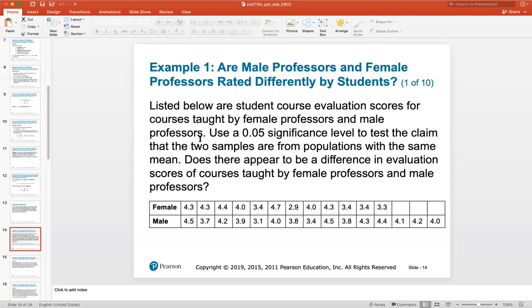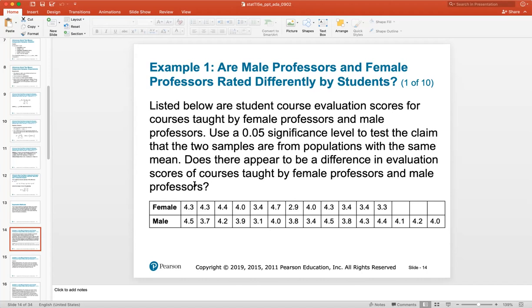In the PowerPoint slide, are male professors and female professors rated differently by students? Listed below are students' course evaluation scores for courses taught by female professors and male professors. Use a 0.05 significance level, this is alpha, to test the claim that the two samples are from populations with the same mean. So his claim is the null hypothesis, mu sub 1 is equal to mu sub 2. Does there appear to be a difference in evaluation scores of courses taught by female professors and male professors? Okay, let's figure out the answer.